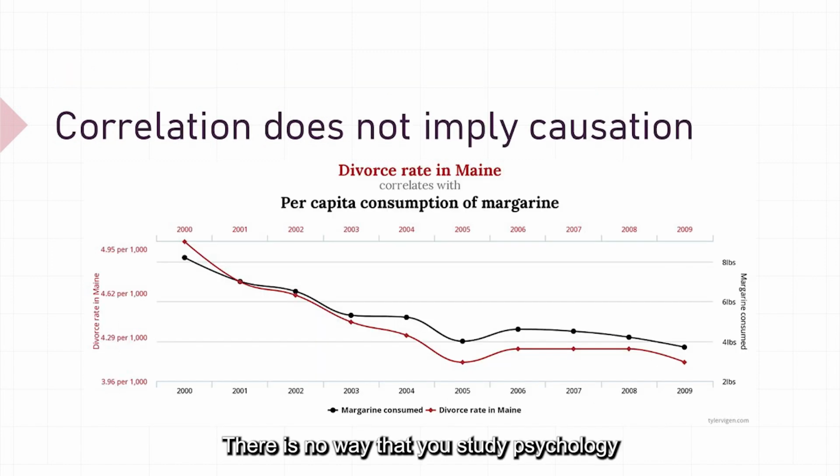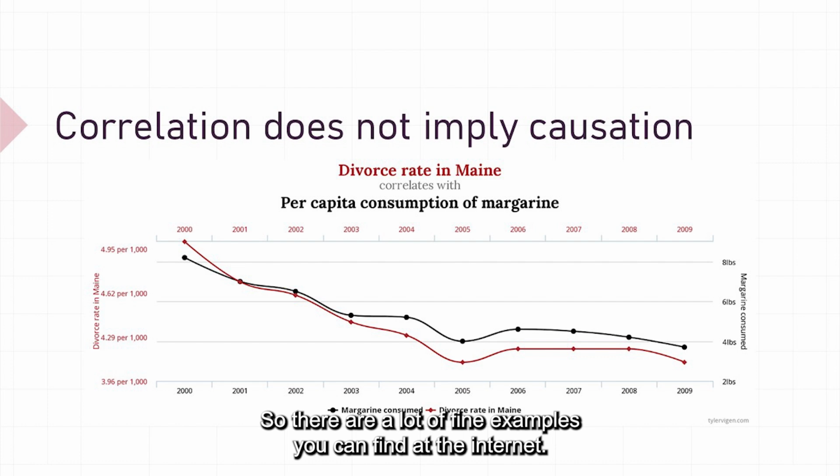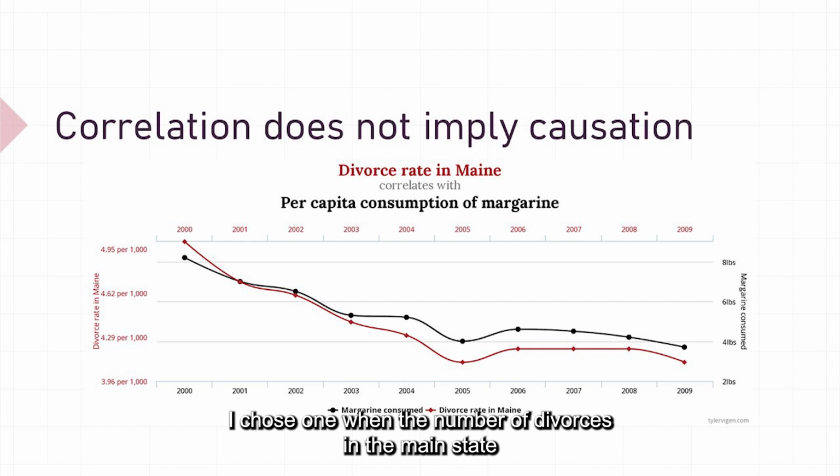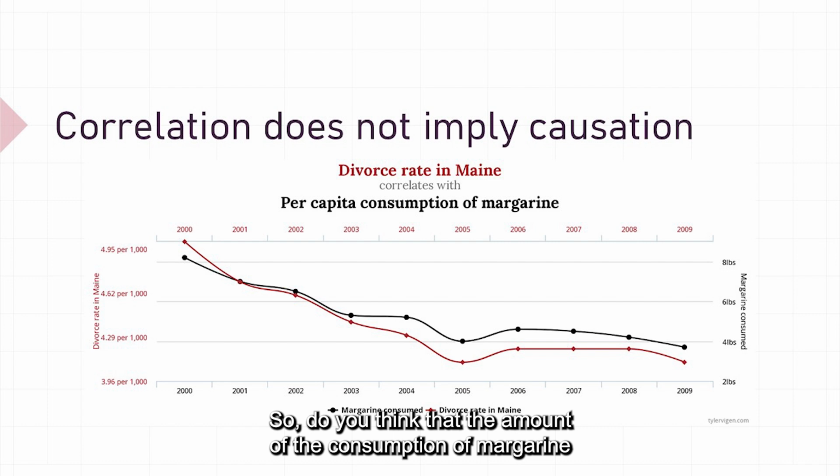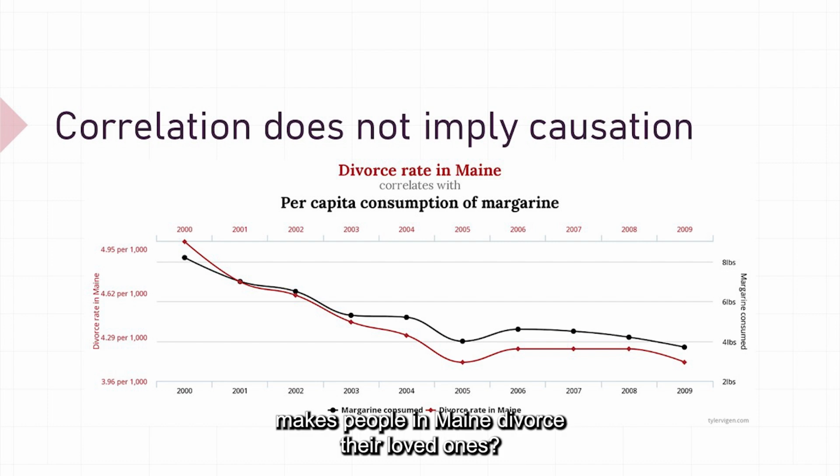There is no way that you study psychology and have never heard the saying, correlation does not imply causation. There are a lot of funny examples you can find on the internet. I chose one where the number of divorces in the state of Maine in the US correlated with the consumption of margarine. So, do you think that the consumption of margarine makes people in Maine divorce their loved ones?